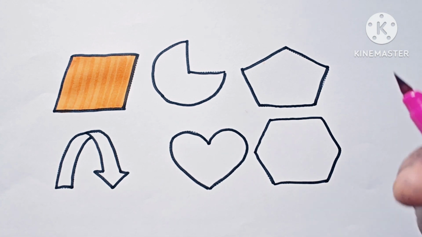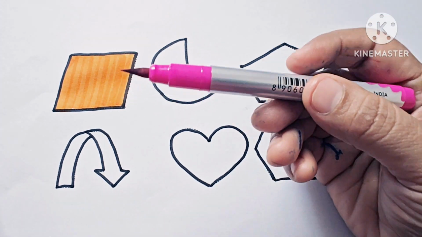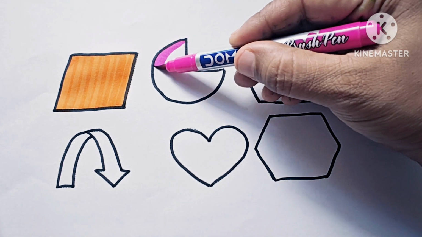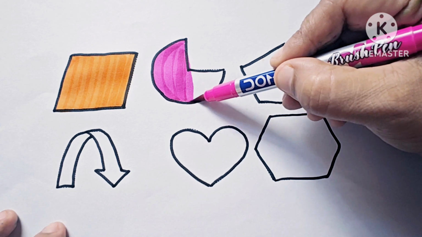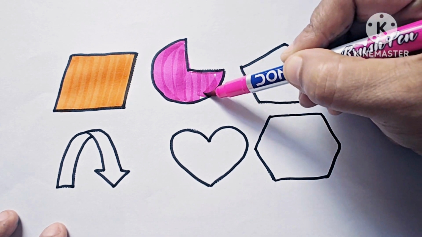This is pi. This shape is pi. And this color is pink color. This is a 2D shape. Pink color. Pi.